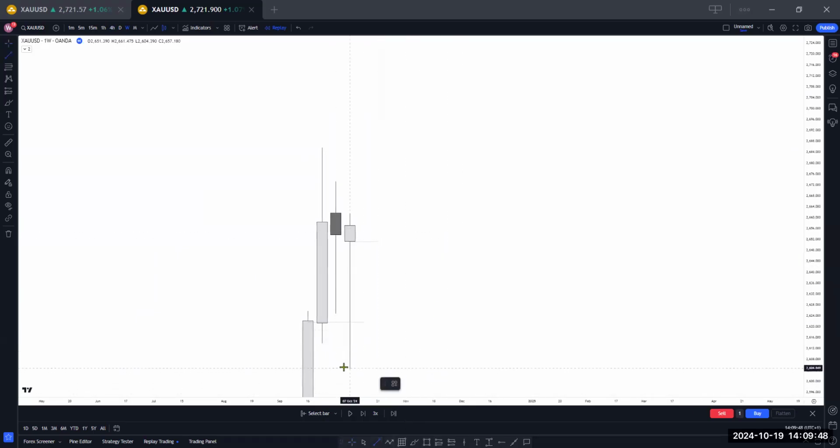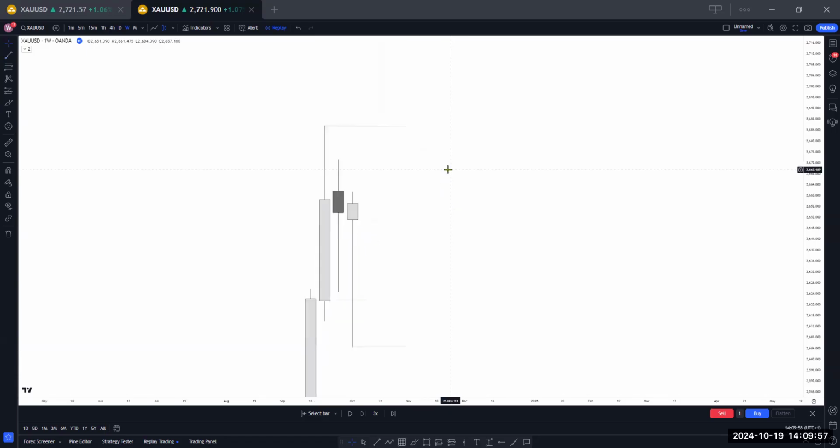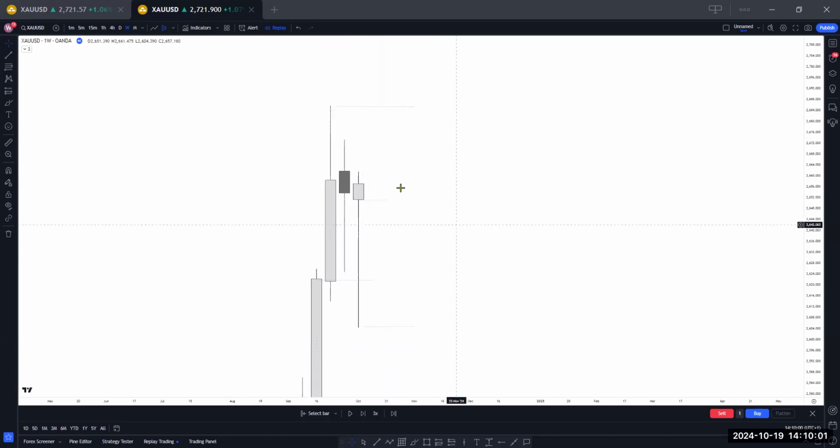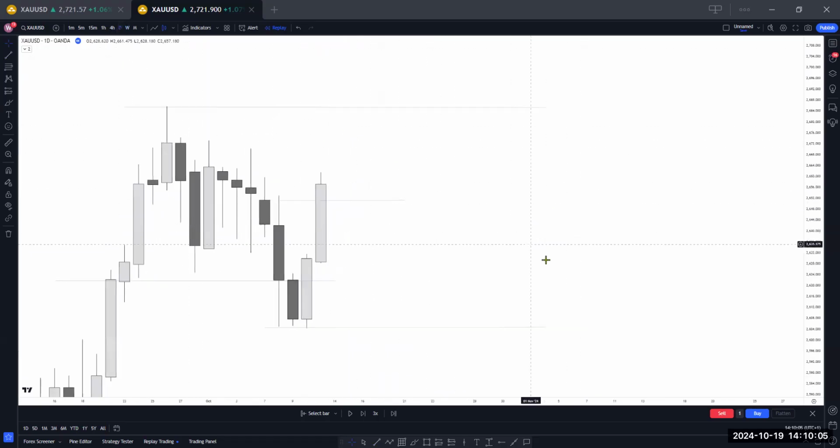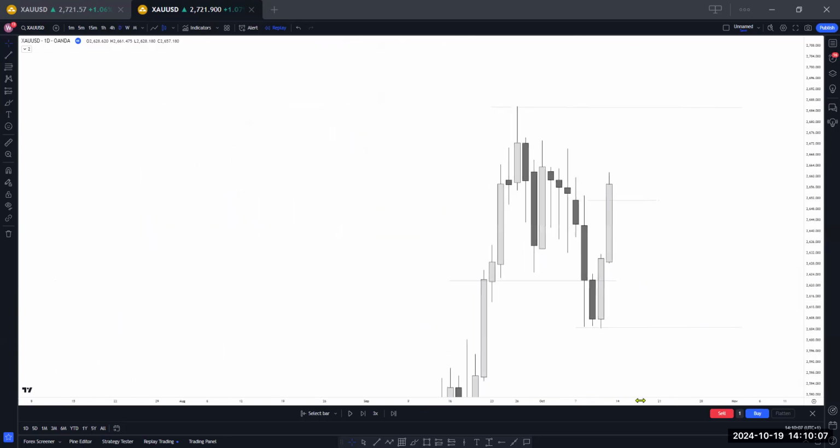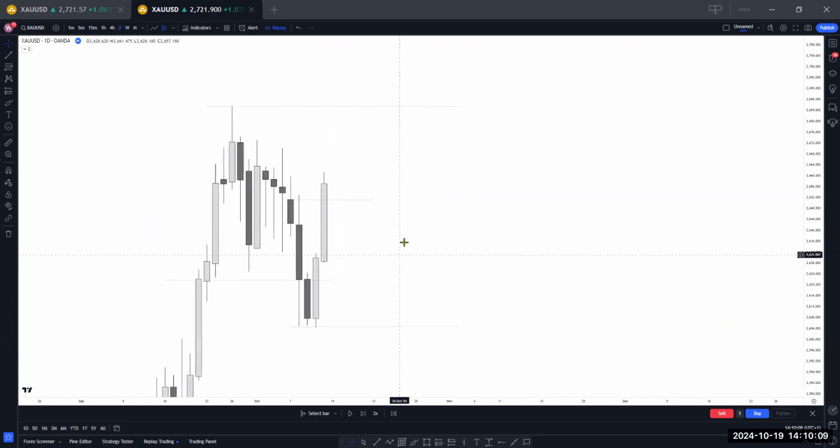So we have this low, the rejection low, and then we have this high. So you have to mark the SNR levels on the weekly and then the liquidity levels on the weekly. So what we want to do when we drop down from the weekly to the daily is we want to refine these levels, okay? So we want to be able to refine these levels.